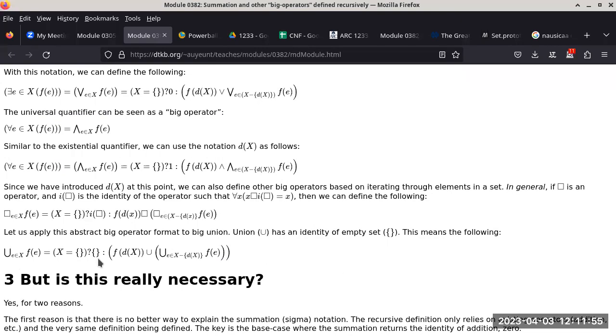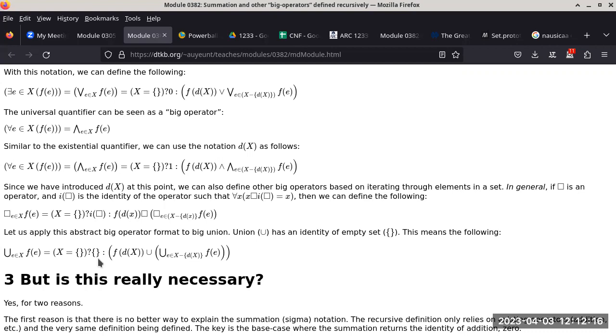Because if X is empty and I say for each element of X, do blah, blah, blah, and do a union of everything, there's nothing to do because X itself is empty. So I have nothing to return either. Is that okay? All right. What if X is not an empty set? What if X is a set that is not empty?